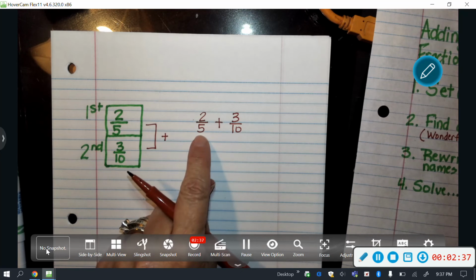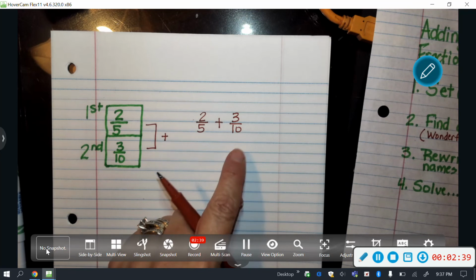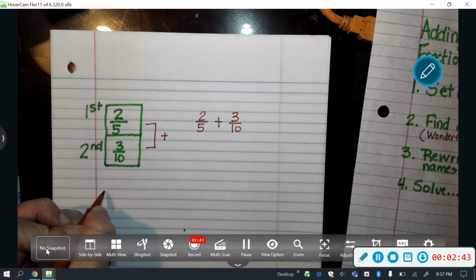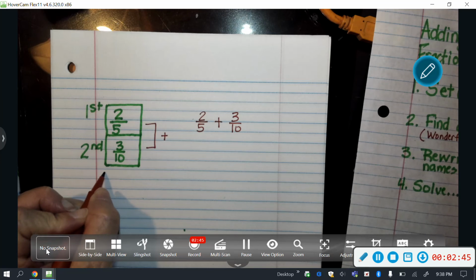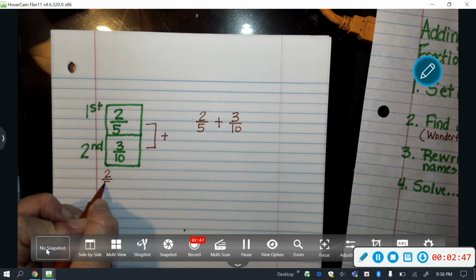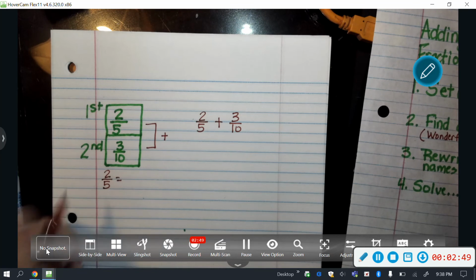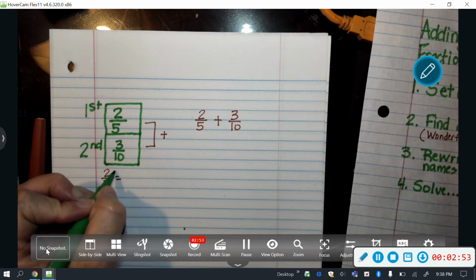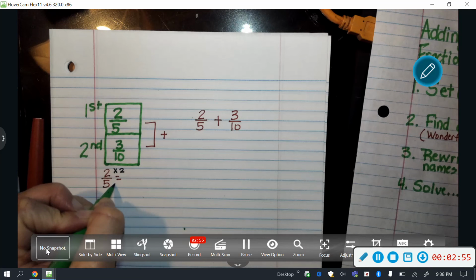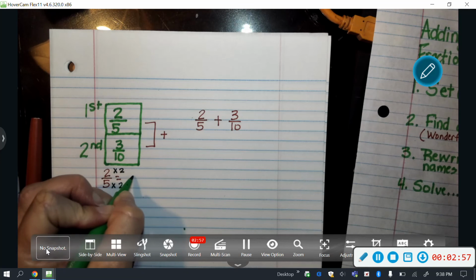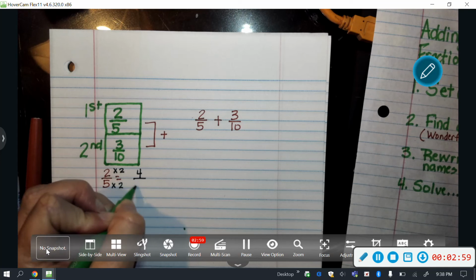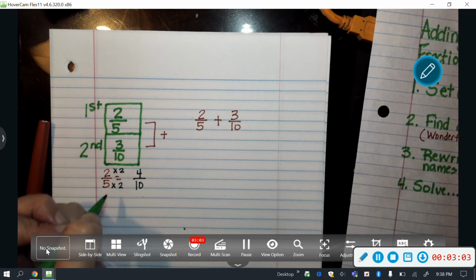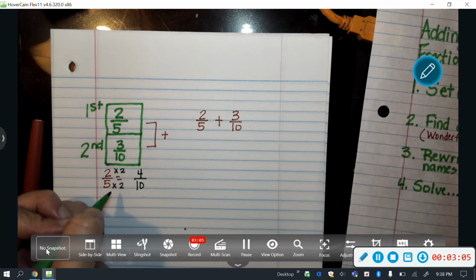So if I count by 5, will I get to 10? 5, 10. Yes, I will. So over here to the left, I'm going to write the fraction 2/5. And I want to find an equivalent fraction, which we know that if we just double it, we will get a new fraction name of 4/10. And if I wanted to make an equivalent fraction, it would be the same thing.